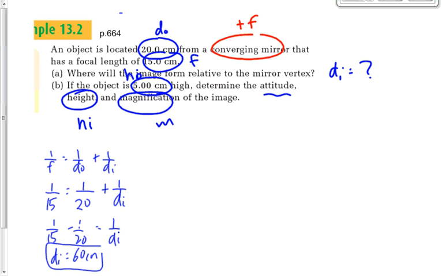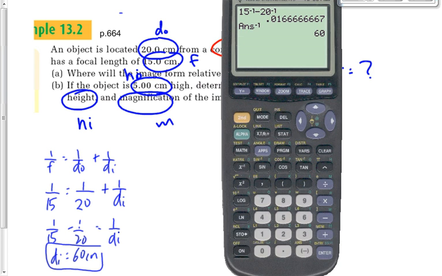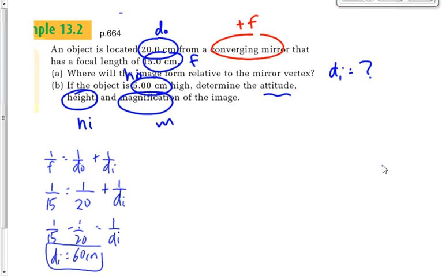So those of you who looked at this equation at first and thought, oh my goodness, this is going to be ugly to rearrange, it turns out it's actually pretty easy. 1 over 15 minus 1 over 20, or 15 to the minus 1, minus 20 to the minus 1, gives you 1 over DI. Take the inverse of that, and we get 60 centimeters. Okay, A is done. Let's take a look at B.